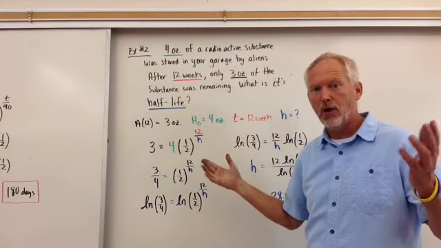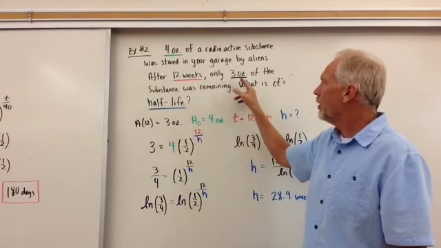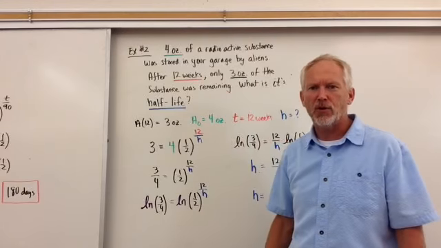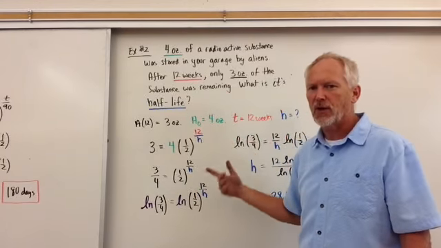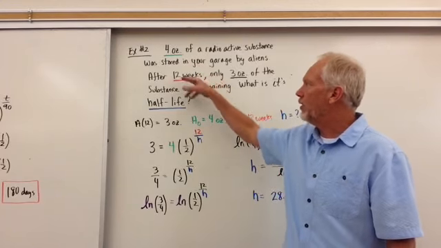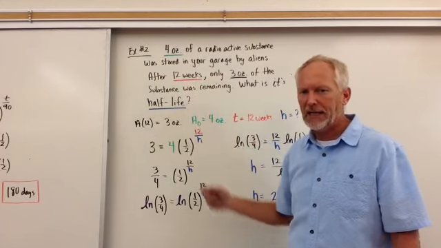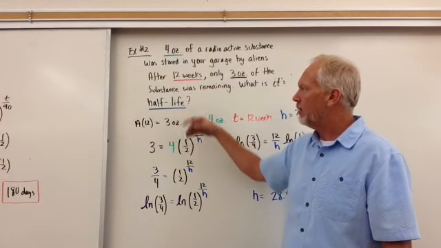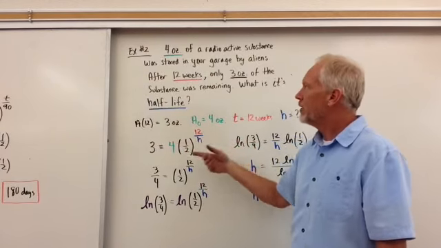All right, now the next problem says 4 ounces of a radioactive substance was stored in your garage by aliens. Oh no, aliens. And after 12 weeks, only 3 ounces of the substance was remaining. What is its half-life? So what I did was I underlined and went through and looked for the relevant information that I need, according to the color coding that I had set forth.